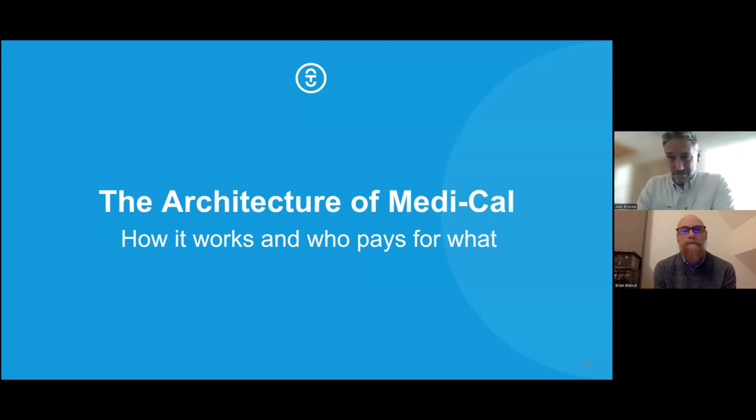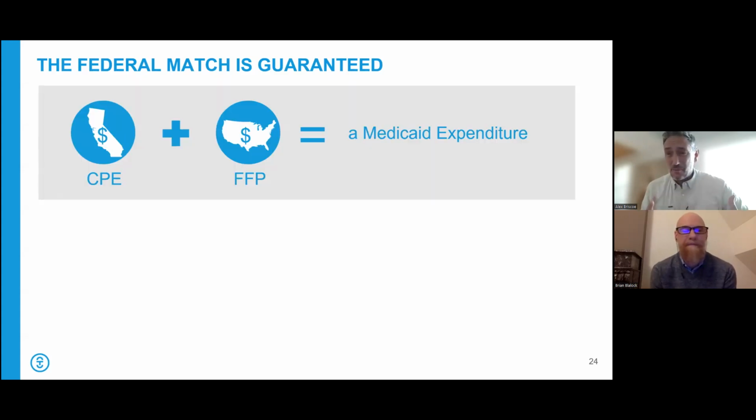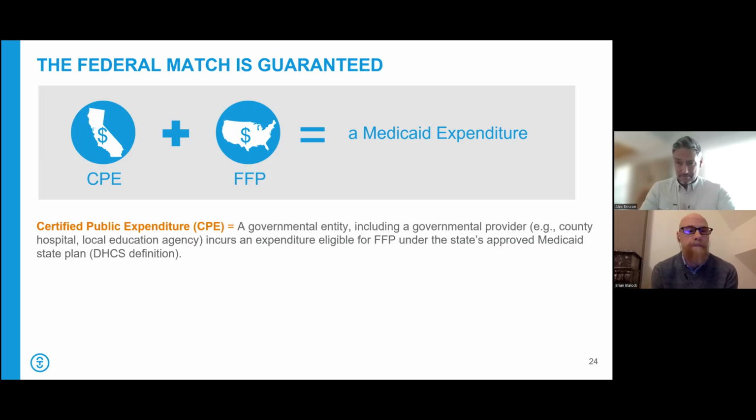So in 4 minutes or less, I'm going to teach you how Medi-Cal works. For children in Medi-Cal, the federal match is guaranteed. And all of Medi-Cal works the same way. It has 2 components. It has a non-federal share and it has a federal share. Together, they make up a Medicaid expenditure. For those of you who do 4E, this should sound very familiar, right? Same thing. That non-federal share has a formal name called a certified public expenditure.